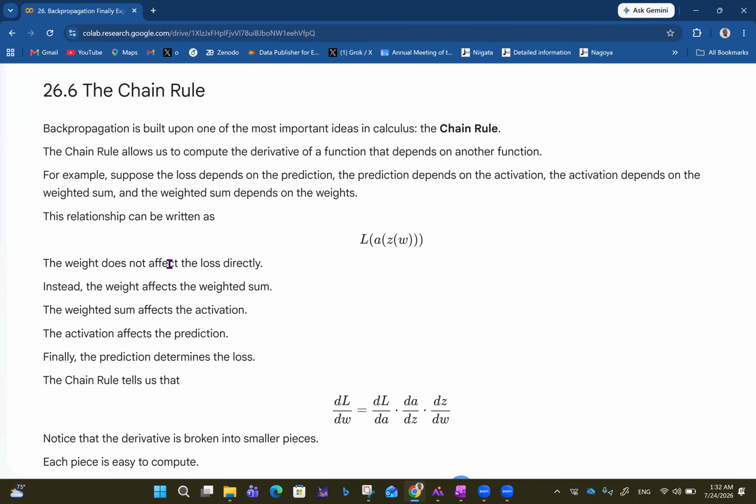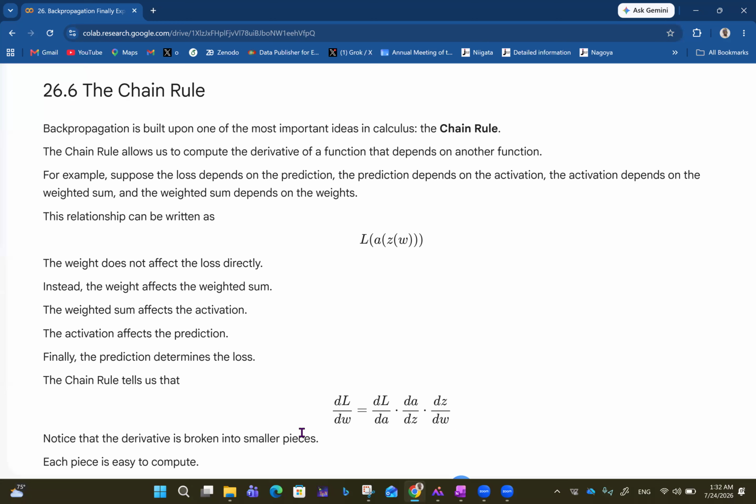So this weight does not affect the loss directly. Instead, the weights affect the weighted sum. The weighted sum affects the activation, and then the activation affects the prediction. Finally, the prediction determines the loss. So the chain rule simply tells us that the change in loss with respect to weight is simply the change in loss with respect to activation, multiplied by the change in activation with respect to weighted sum, multiplied by the change in weighted sum with respect to the weight.